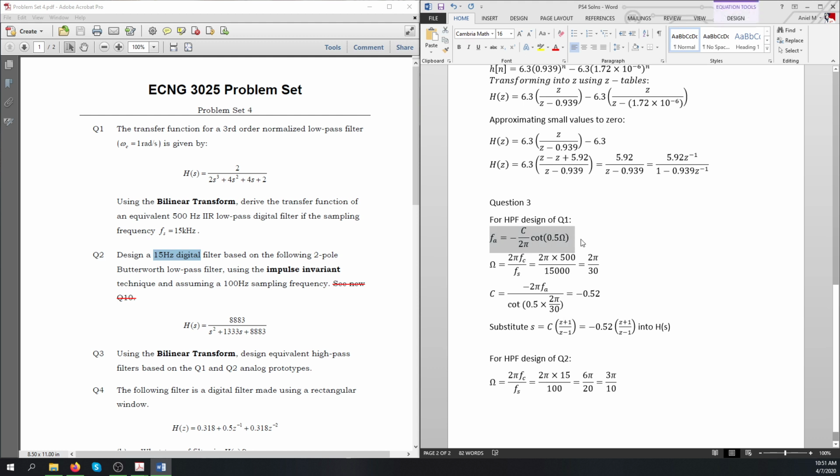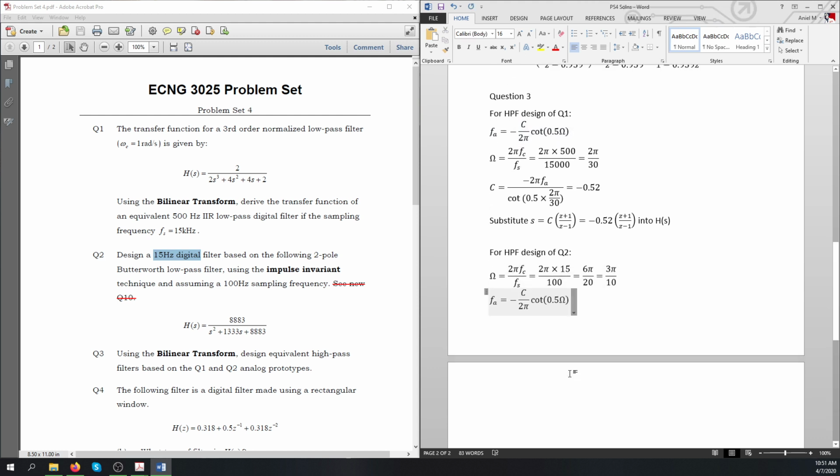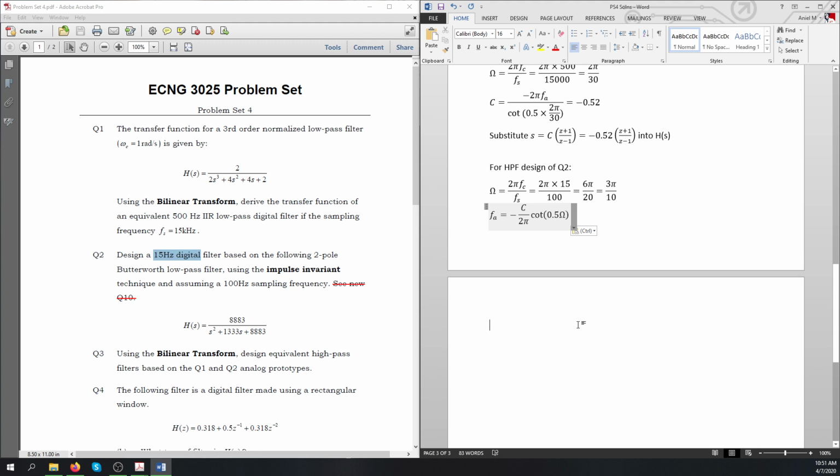f of a will also follow the same equation because it's for a high-pass filter design. And we can rearrange this equation to make C the subject of the formula. In this case, this will be 3 pi on 10.